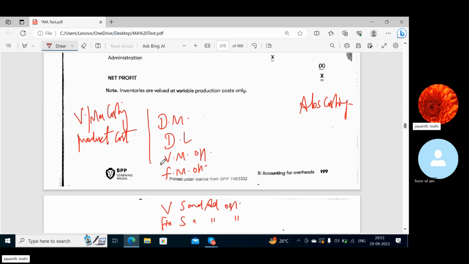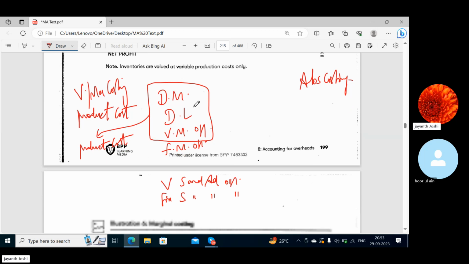So the first three things are product cost under marginal costing. Okay, so they are only taking direct material, which is a variable nature direct cost, again direct labor, a variable nature direct cost, and variable manufacturing overheads, which is also a variable nature cost. That means they change with the level of activity, but fixed manufacturing overhead is not considered under variable or marginal costing as product cost.